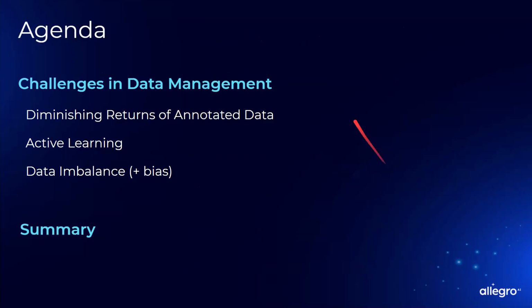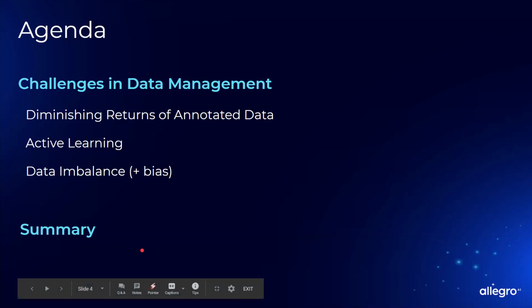So this is the agenda. We're going to talk a little bit about something called diminishing returns of data. Then we're going to briefly introduce the concept of active learning. If you haven't heard about it, it's a good place to start. And then we're going to touch the main event. We're going to do an almost deep dive into data imbalance and biases, and finish up with some summary and maybe, if we have time, Q&A.